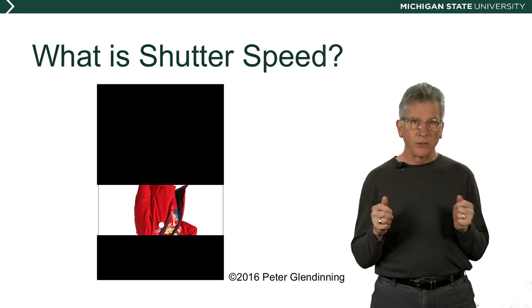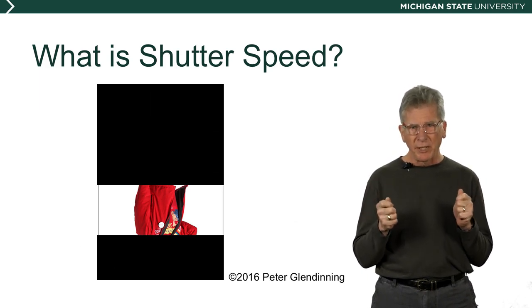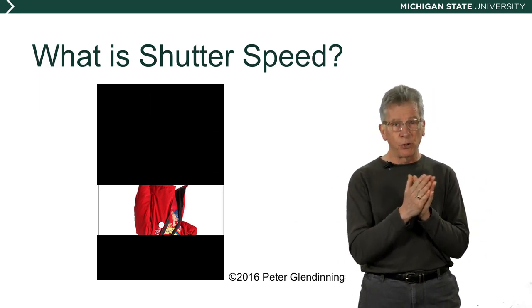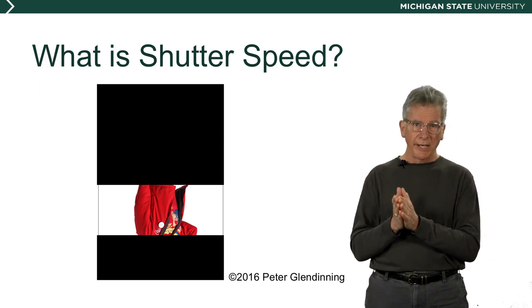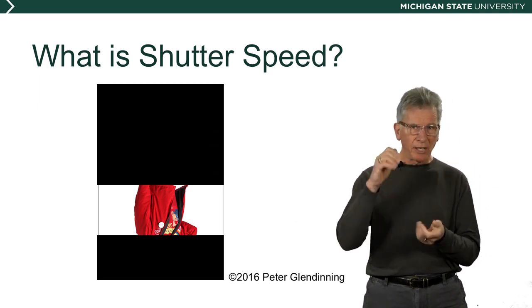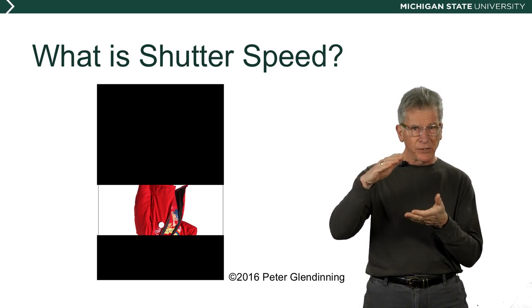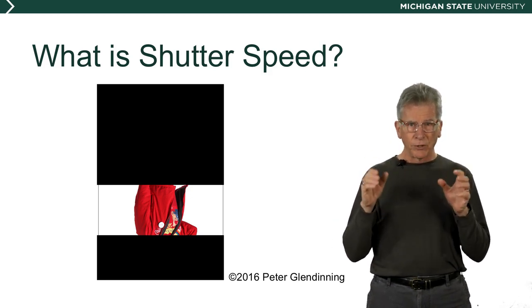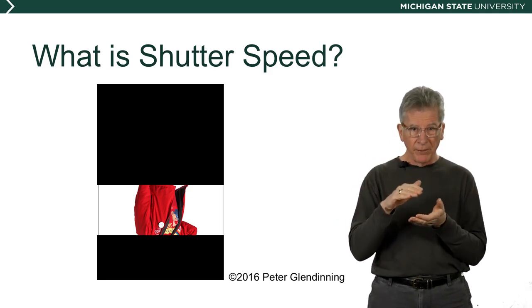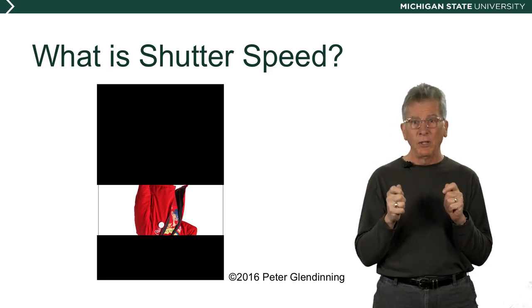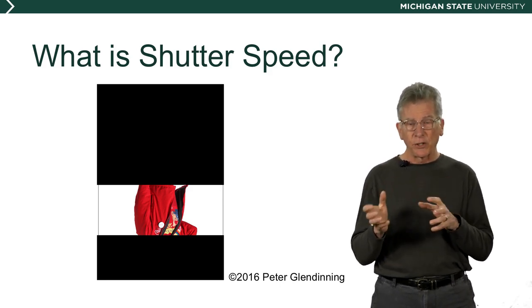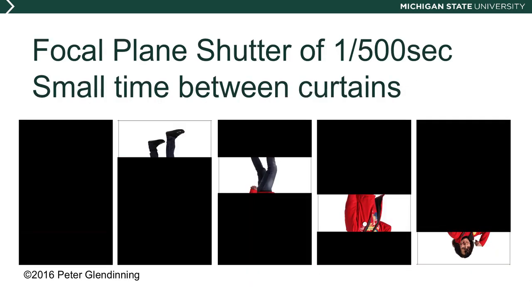So what is this shutter speed? Well, shutter speed is the amount of time that each individual pixel is exposed to light. And the sooner that second curtain begins to sort of chase this first curtain, in other words, the smaller the space between them, the less time each pixel will be exposed to light, and the shorter the shutter speed. The faster the shutter speed, the narrower the space between the two shutter curtains as they move across the focal plane in between the sensor and the lens.